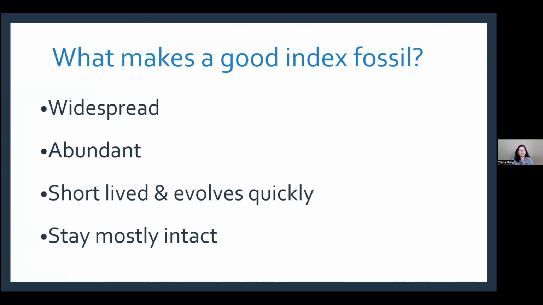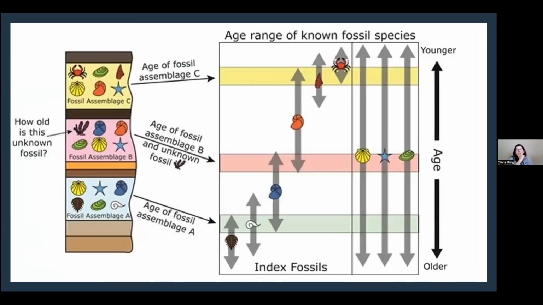So what makes a good index fossil? What are we really looking for to get this very fine resolution of age? We want something that's widespread, abundant, short-lived, evolves quickly, and stays mostly intact. The reason is that we want to use the changes of these through time to create something like a range chart. In this case, we're looking to find the age of an unknown fossil, using the fossils around it to put it into context, and the first occurrences and last occurrences of those fossils.